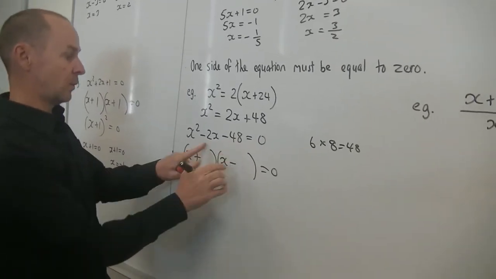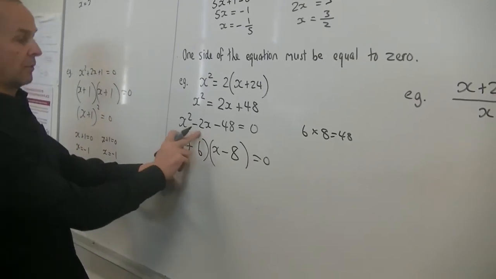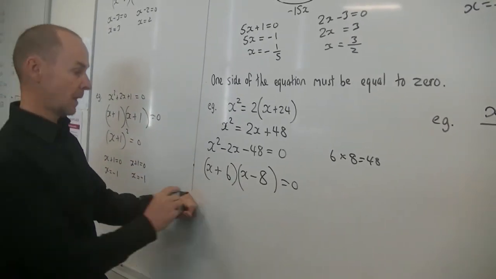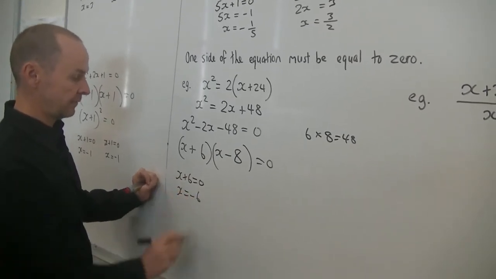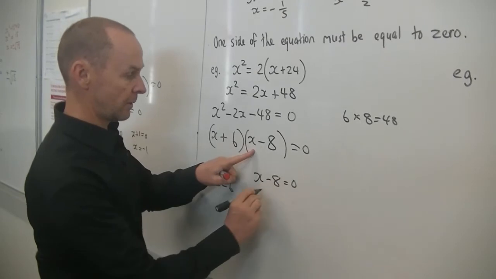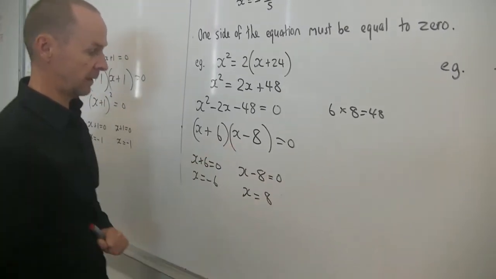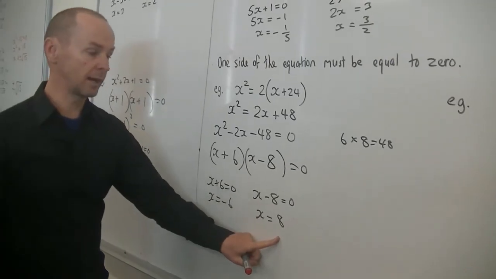Okay, so 6 and 8. I want the 8 to be negative and the positive to be 6. So then I've got negative 2x. Okay, so I've got x plus 6 equals 0, x equals negative 6. x minus 8 is equal to 0, x equals positive 8. So my two solutions are x equals negative 6 and x equals 8.